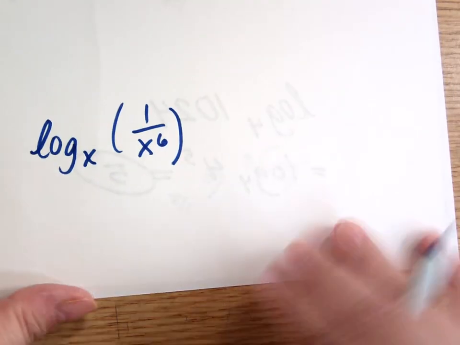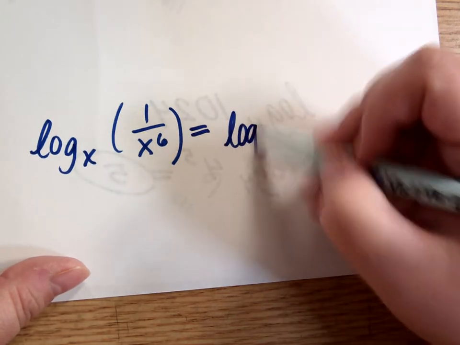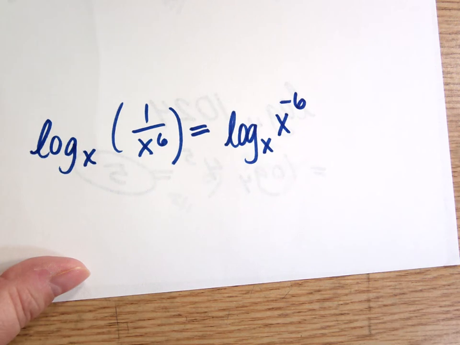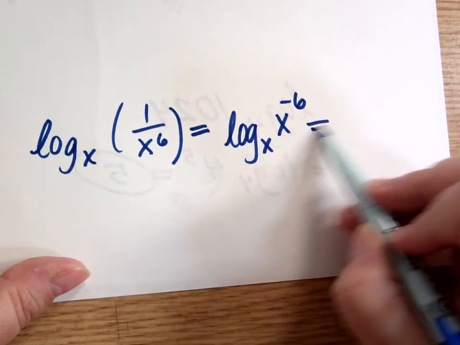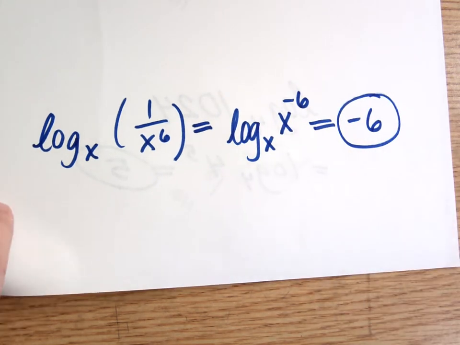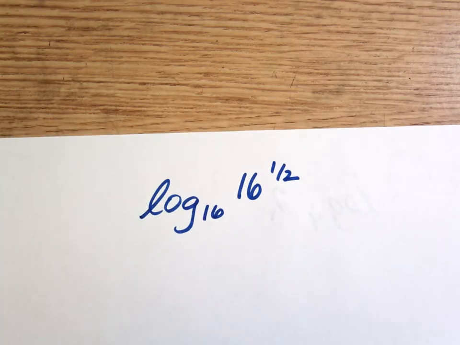I could even do it with a generic one with an x, something algebraic. I could say this is log base x of x to the negative 6. Take it out of fractional form. And then my answer is negative 6. Okay? What else can I do? I can also look at fractional exponents.